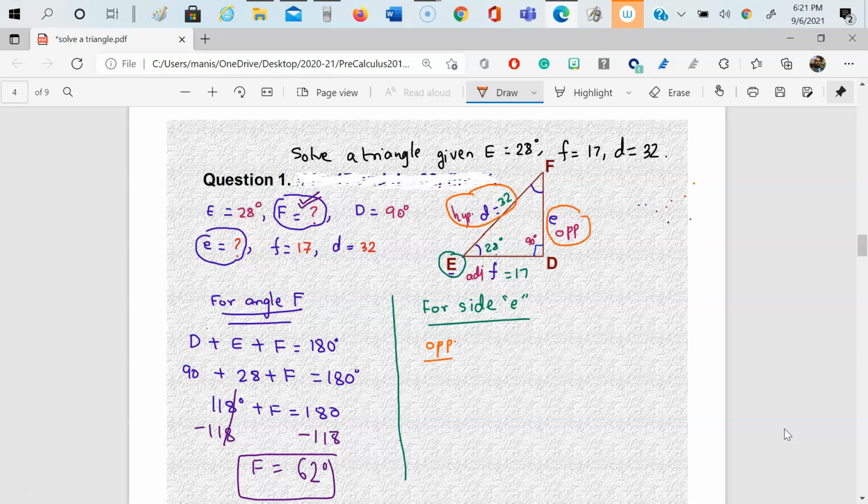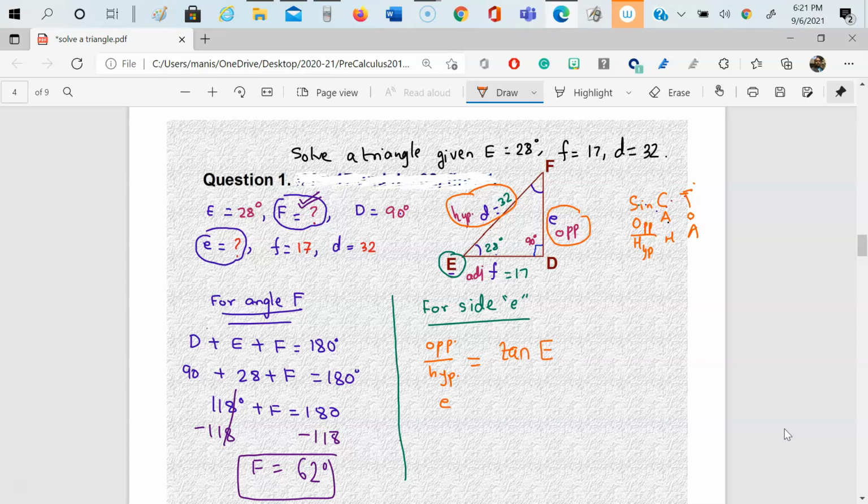Opposite over hypotenuse. Okay, what is opposite over hypotenuse? If you look at our mnemonic, SOH-CAH-TOA, opposite over hypotenuse is your sine, because O means opposite and H means hypotenuse. So opposite over hypotenuse is equal to what? Tangent of angle. Which angle? E, because this is the angle we are taking.